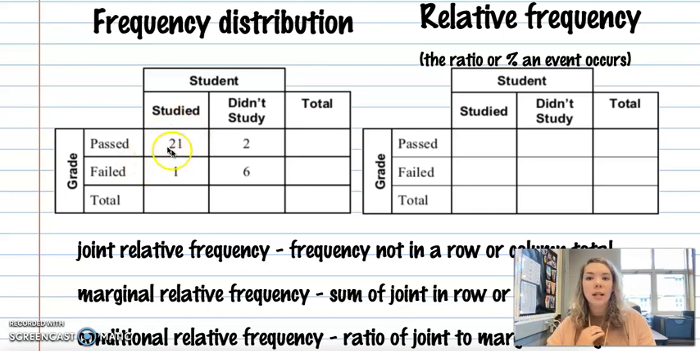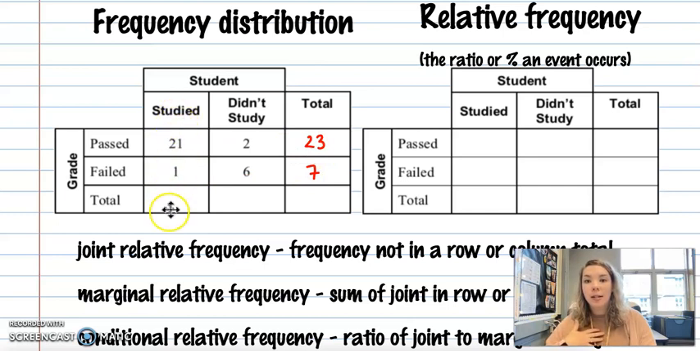So 21 studied and passed, 2 passed but didn't study, 1 studied and failed, and 6 failed but also didn't study. Okay, so they were asked those 2 questions, but each data point is just 1 student. So really what we want to do here is fill out the totals. So total that passed would be 23. You're just adding those together. Total that failed would be 7.